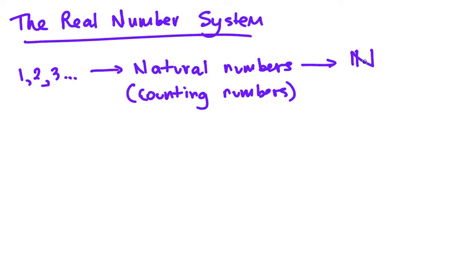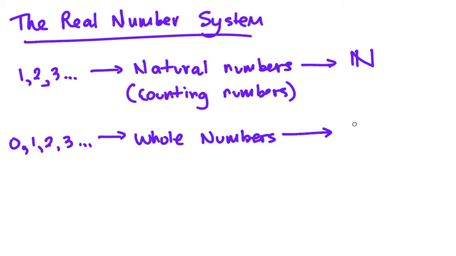A while later, and actually quite a while later in real history, people started saying, well, I don't have any of something. And they invented the number zero. So now you've got a new number, zero, and you add in all those naturals, and you have a new set of numbers. These are known as the whole numbers. And they have a symbol, which is a capital W with a little line.